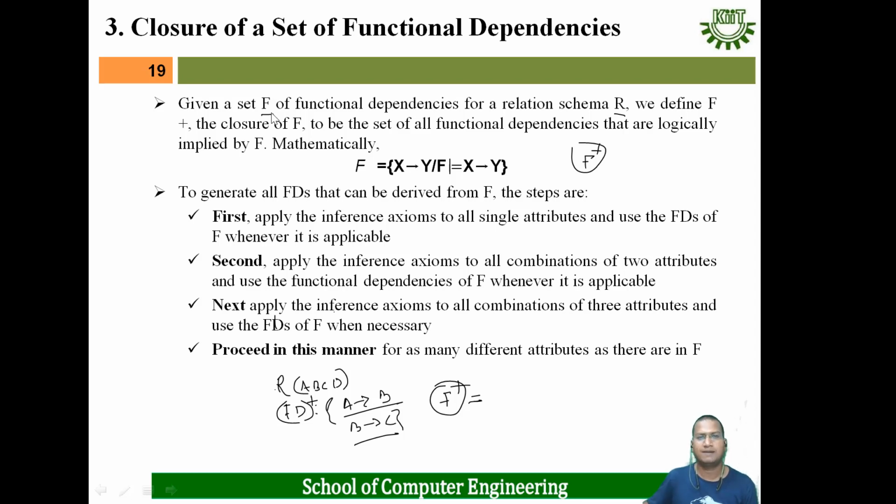The steps are: first, apply the inference axioms to all single attributes and use the FDs of F whenever applicable. Then second, apply the inference axioms to all combinations of two attributes and use the functional dependencies of F whenever applicable. Next, apply the inference axioms to all combinations of three attributes and use the FDs of F when necessary. Then proceed in this manner for as many different attributes as are in F. Now, take one example and do this.